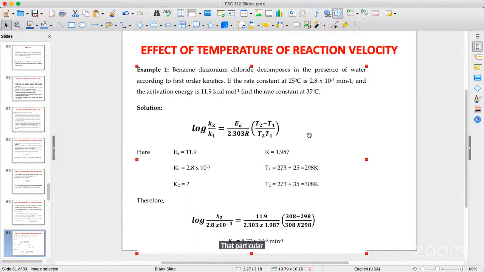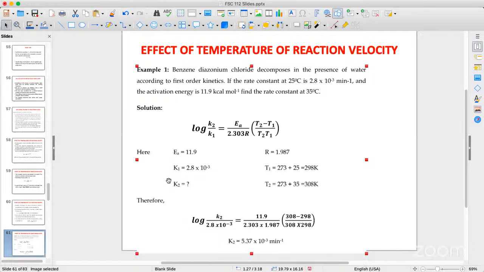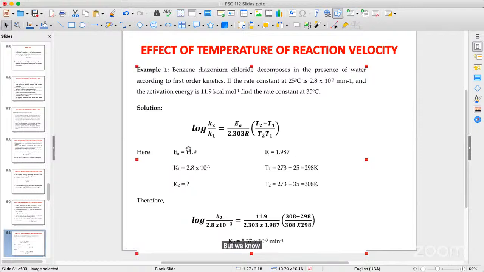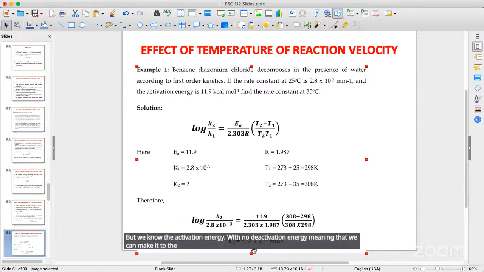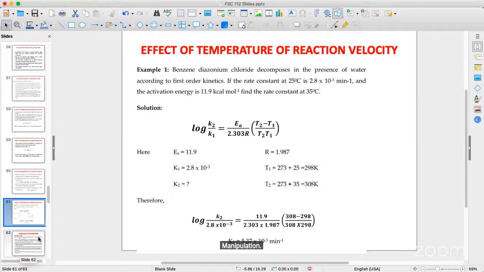So now, of course, at T1, you know what your rate constant is. At T2, we do not know what the rate constant is, sorry. But we know the activation energy, meaning that we can make K2 the subject of the formula and get our K2 out. And this is what your K2 is from that manipulation.